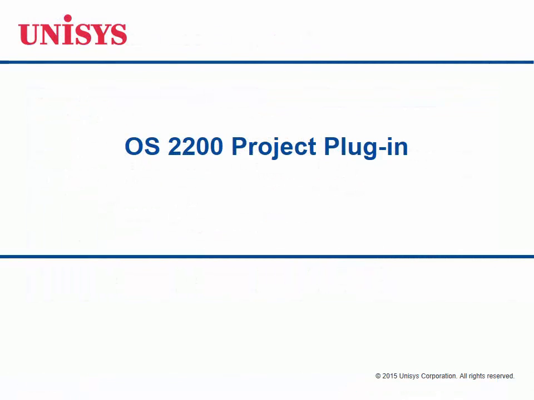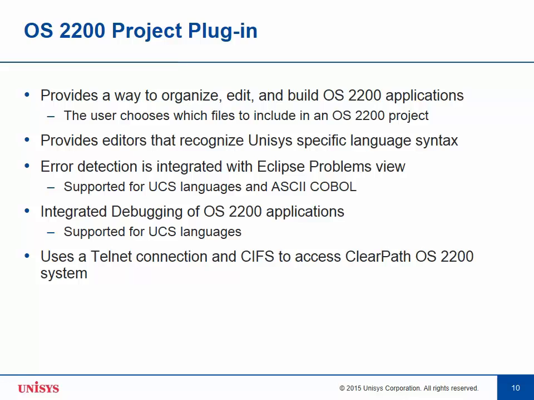OS 2200 project plugin. The OS 2200 project plugin provides a set of tools that can be used to maintain existing OS 2200 applications or develop new applications. An OS 2200 project provides a nice way to organize the source elements for an OS 2200 application. An OS 2200 project is associated with an OS 2200 work file, and any source elements in the work file can be added to an OS 2200 project. The OS 2200 project plugin also provides a way to add new source elements to a project.